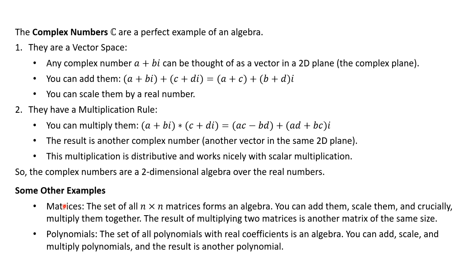Some other examples: matrices. The set of all n by n matrices form an algebra. You can add them, scale them, and multiply them. The result of multiplying two matrices is another matrix of the same size. So I'm assuming you know matrix multiplication. It's a little bit strange where, if you multiply a times b, you take the row of a times the column of b to get an entry in the product.